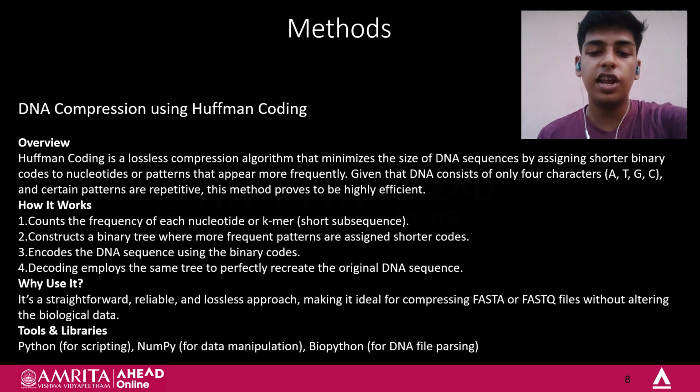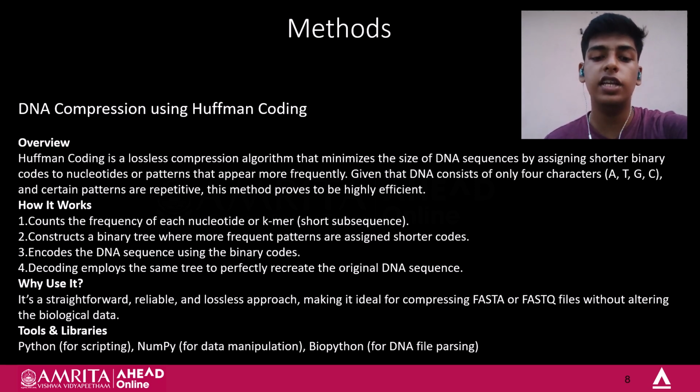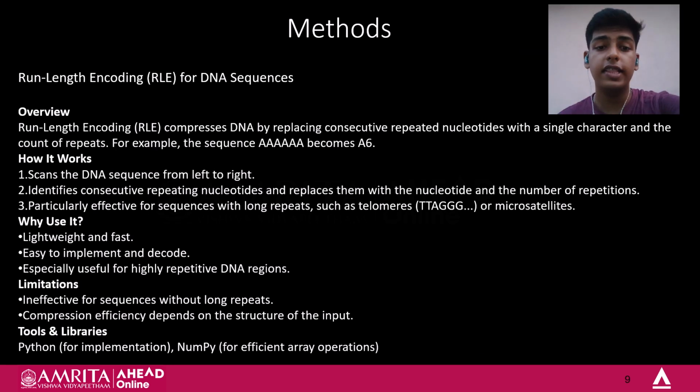Huffman encoding is straightforward, dependable, and most importantly, lossless. That makes it a strong choice for compressing biological data in formats like FASTA or FASTQ, where data integrity is crucial. For this, we use tools like Python for scripting, NumPy for efficient data handling, and BioPython to parse DNA sequence files. Run length encoding, or RLE, is another simple yet powerful technique for compressing DNA sequences.